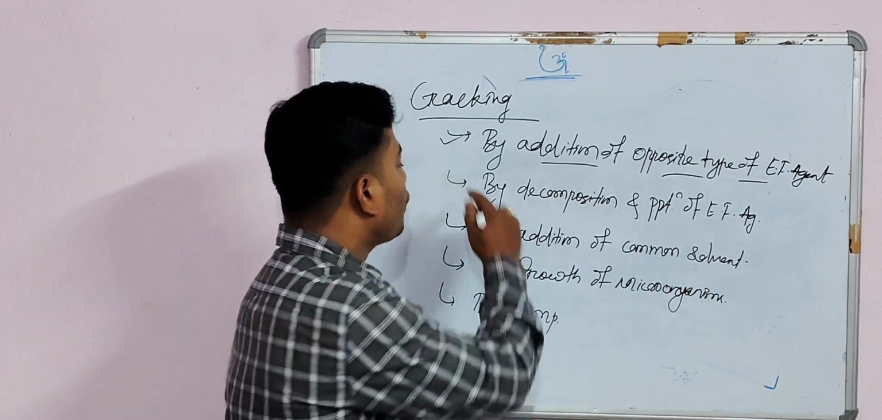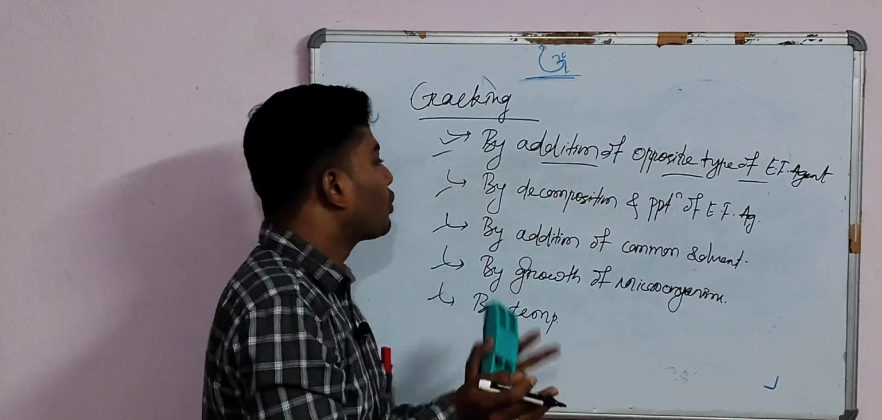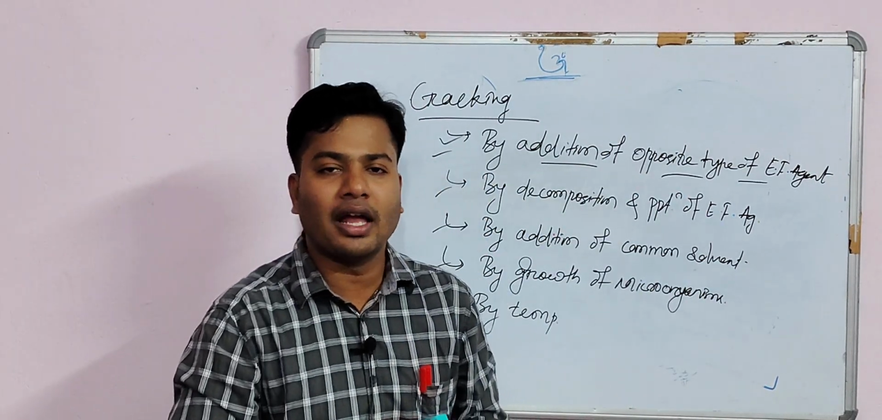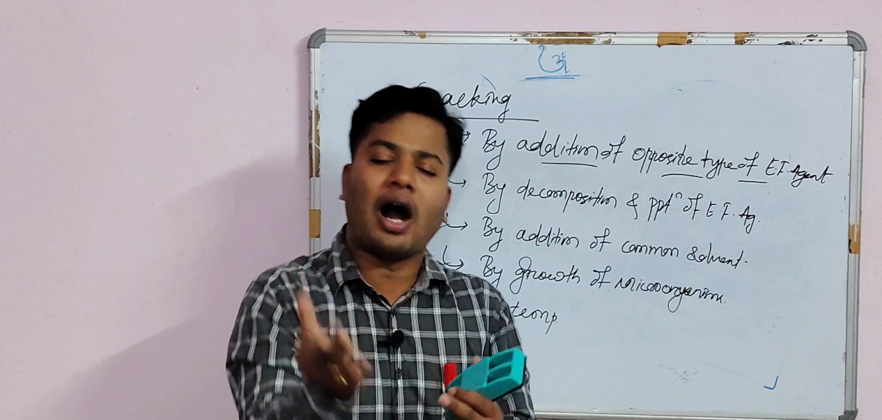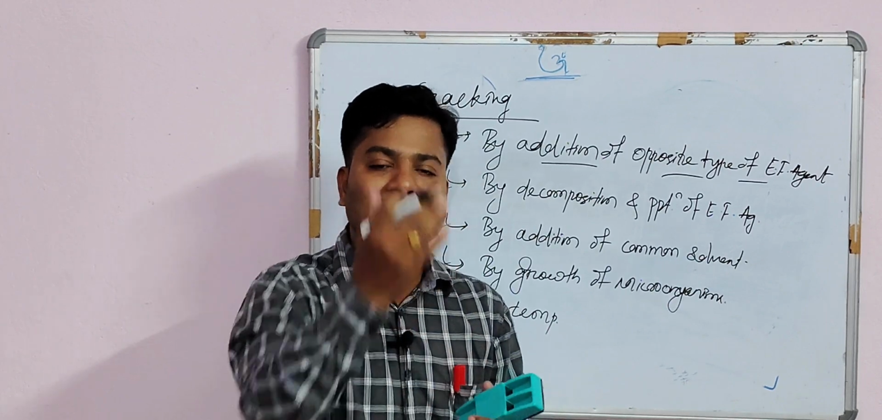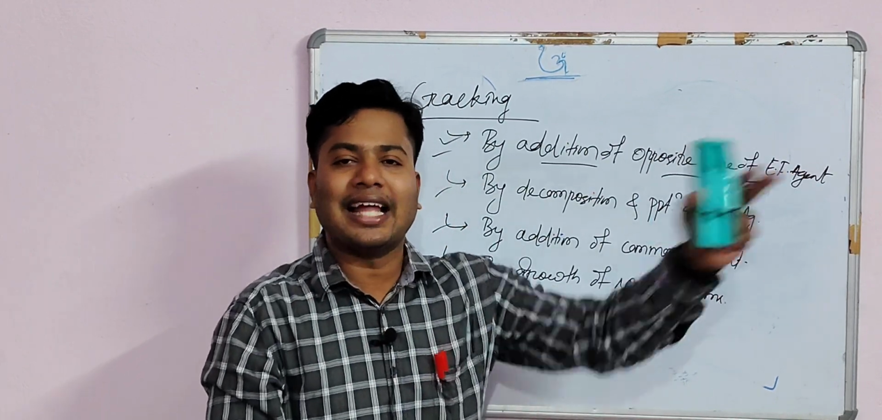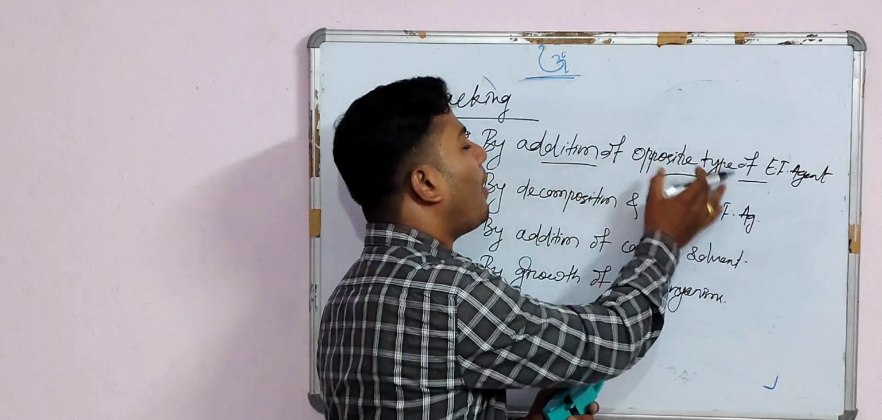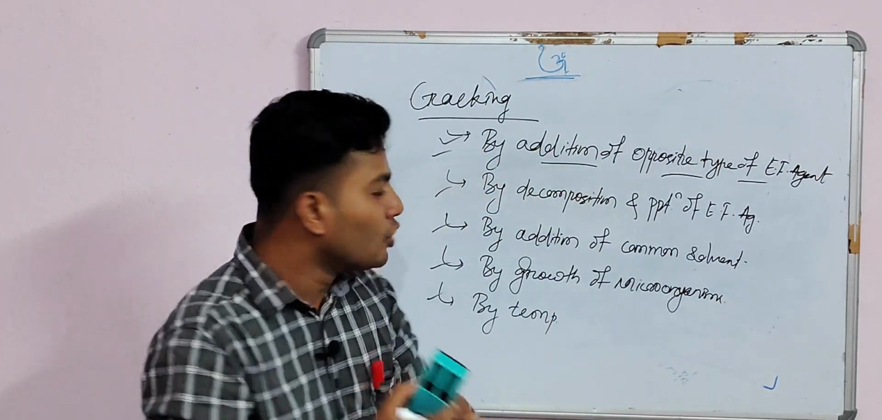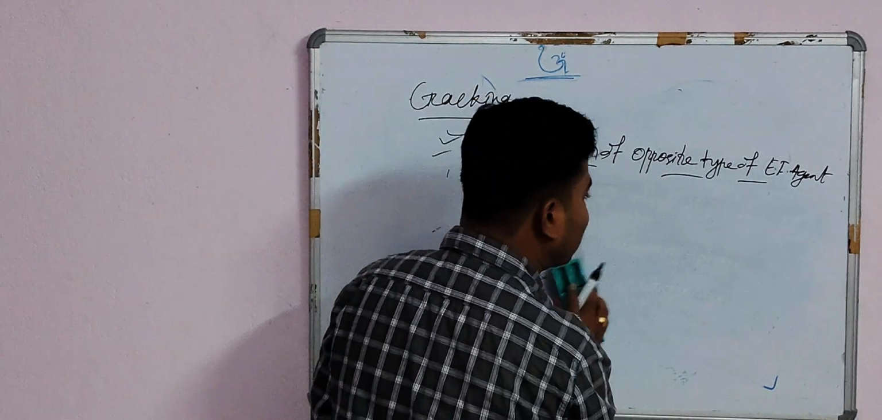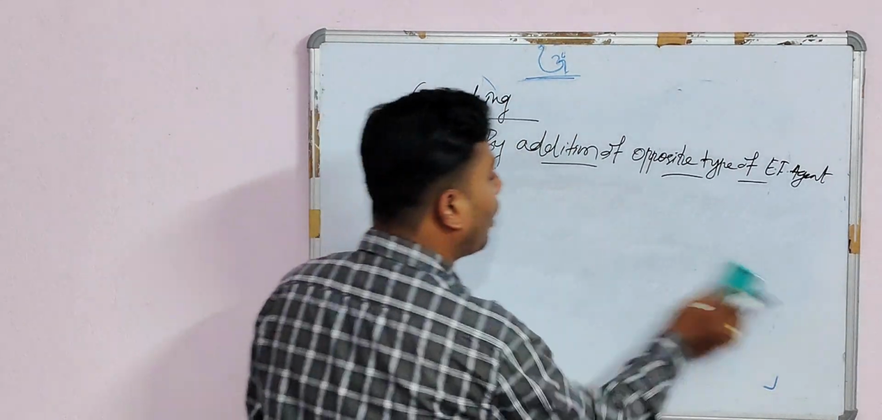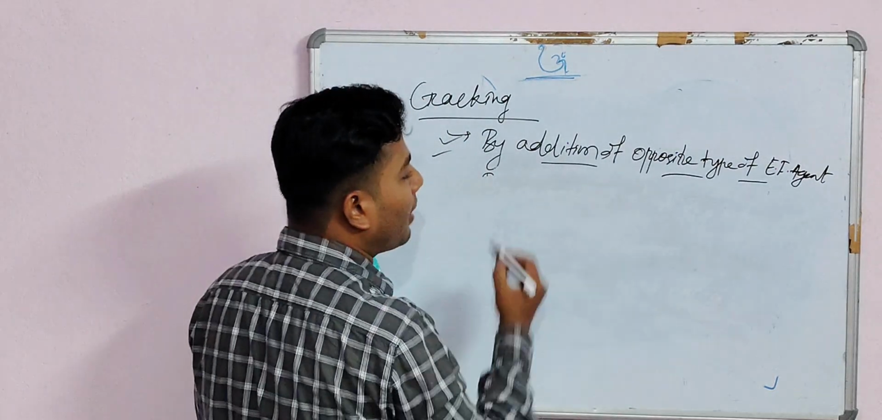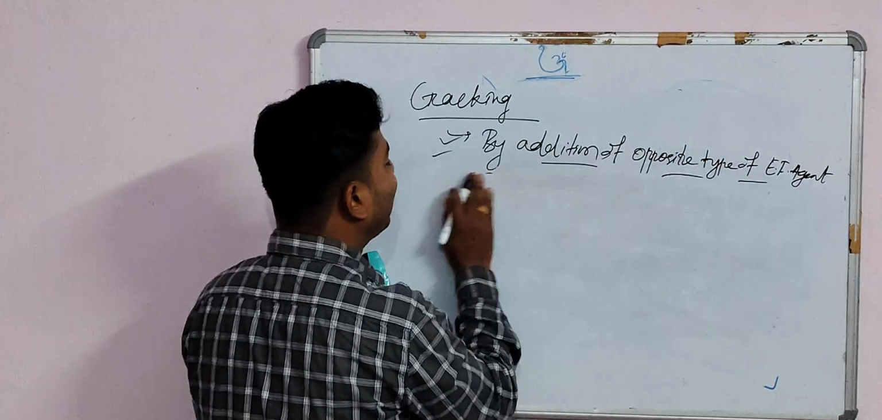So my dear students, one by one I'll discuss. The first one is addition of opposite type of emulsifying agent. I'm giving one example so that you can easily understand what I'm telling regarding the opposite type of emulsifying agent. There are basically two types of emulsifying agents in that phase.